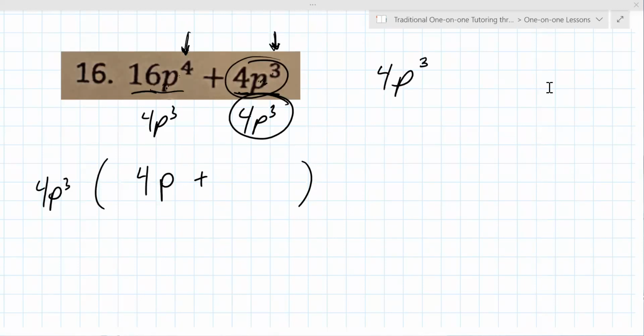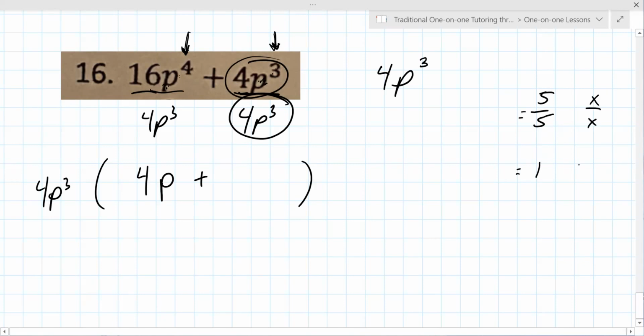It doesn't matter what it is. If I say, what is 5 divided by 5? 1. What is x divided by x? It's also 1. What is pi divided by pi? It's 1. If it's the same on the top and the bottom, it's always 1. It doesn't matter whether it's 5 squared or x to the 1000.